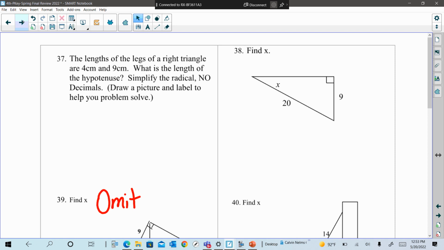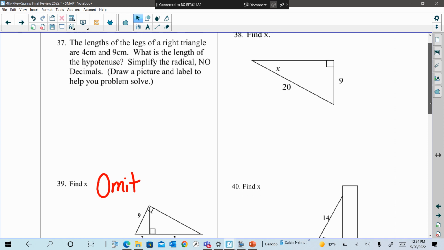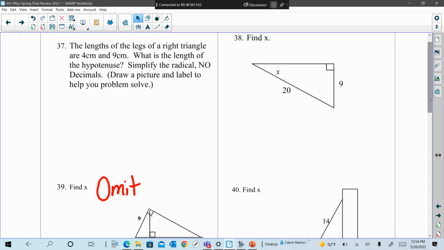37 is another Pythagorean theorem. 39, you're going to omit because you're missing a part. 38, you have to start off with circling your angle, labeling the parts.